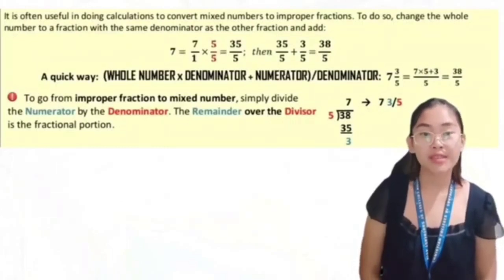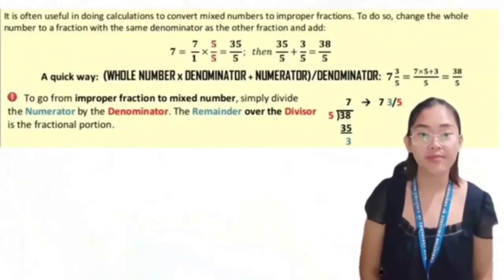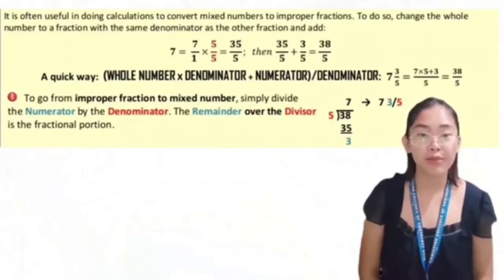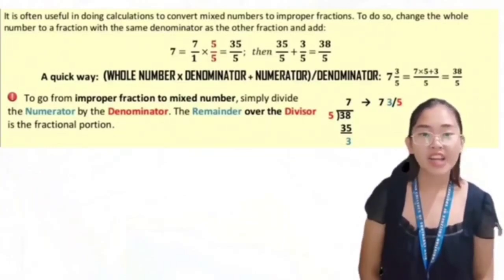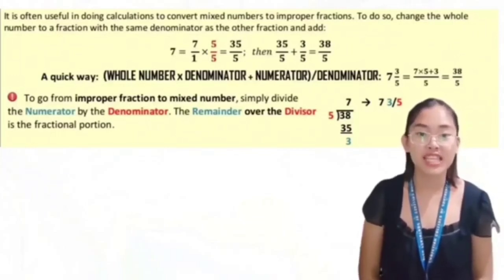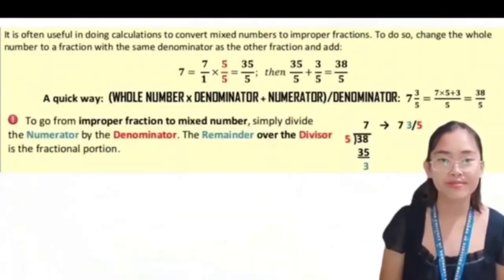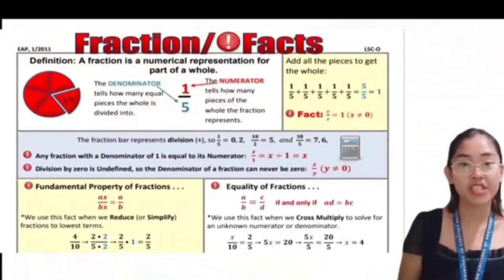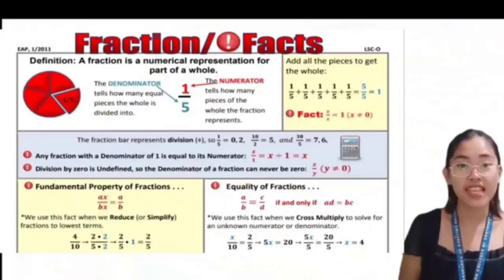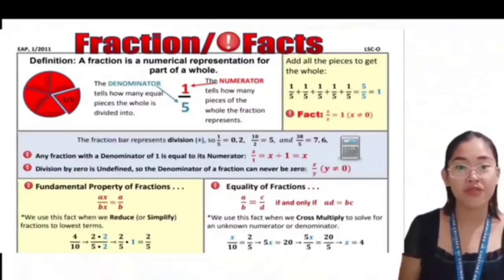A quick way to make mixed numbers into improper fractions: multiply the whole number by the denominator, add on the numerator, and write the improper fraction by using the calculated value as the numerator over the original denominator. A fraction is a numerical representation of part of a whole number. The denominator tells how many equal pieces the whole is divided into. The numerator tells how many pieces of the whole the fraction represents.